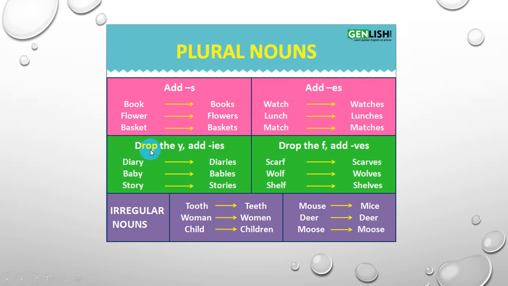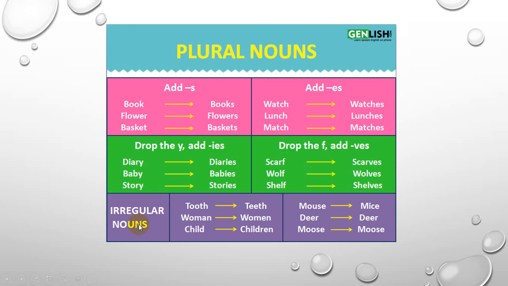In this part, we have to add ies. For example, diary. We eliminate the letter y and add the suffix ies, diaries. We have another rule when we have to add ves. For example, scarf. Scarves is the pronunciation.